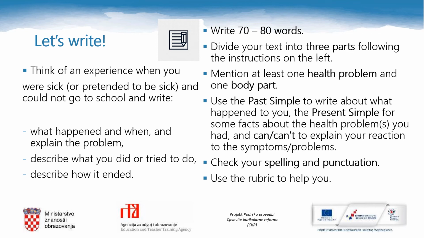You will write 70 to 80 words and you will divide your text into 3 parts, following the instructions about what to put into the introductory part, what to put into the body of your text, and how to make your conclusion. In your text, you will mention one health problem or more, and at least one body part. You will use the simple past to write about what happened, the present simple for facts about the health issues, and can or can't to explain your reaction to the symptoms and problems.